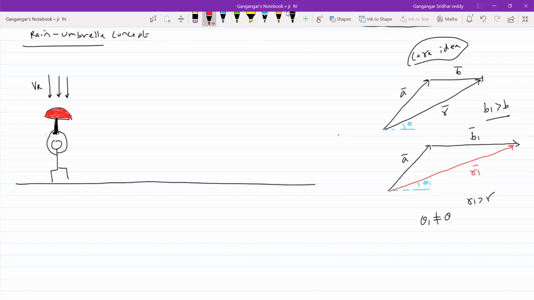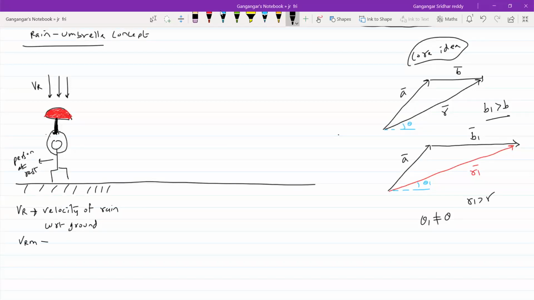Okay, there's rain. There's a dome of the umbrella. So what is the state of the person? Person at rest. So how should we hold the umbrella? You should hold the umbrella against the rain, no? What is VR? Velocity of rain with respect to ground. These are symbols.